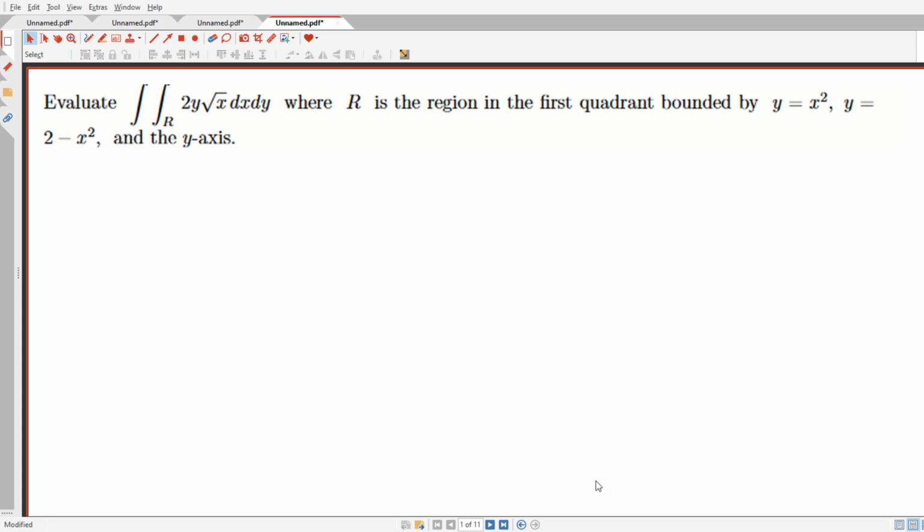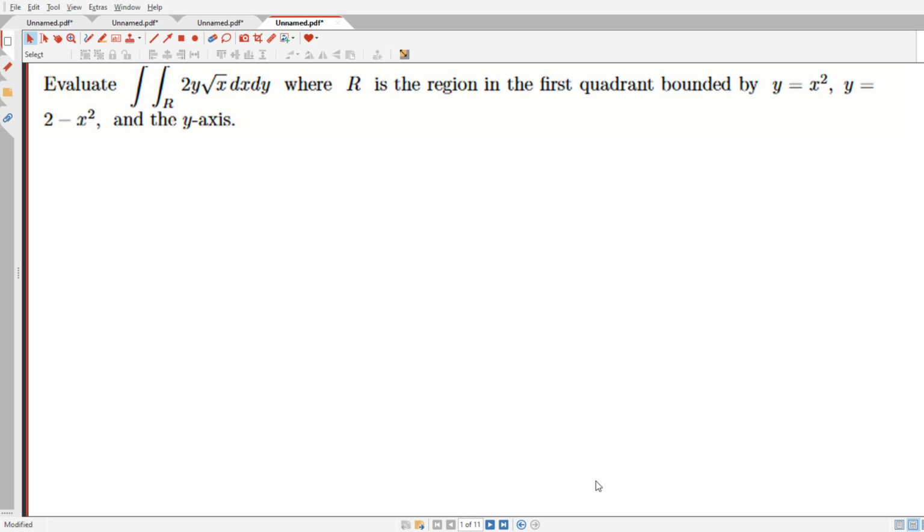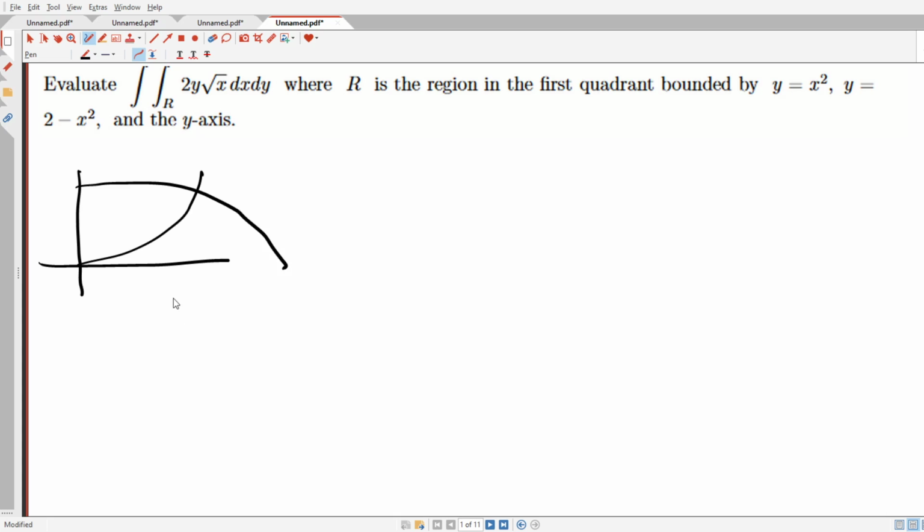Okay, so this first question, evaluate the integral of y root x, where R is the region in the first quadrant bounded by this. First thing I do is I draw the region. So I have x squared, looks like this. 2 minus x squared looks like this. And I'm only drawing the first quadrant because it says in the first quadrant.